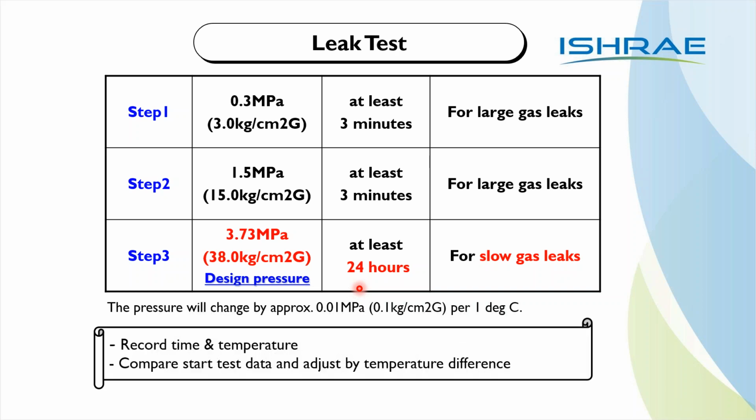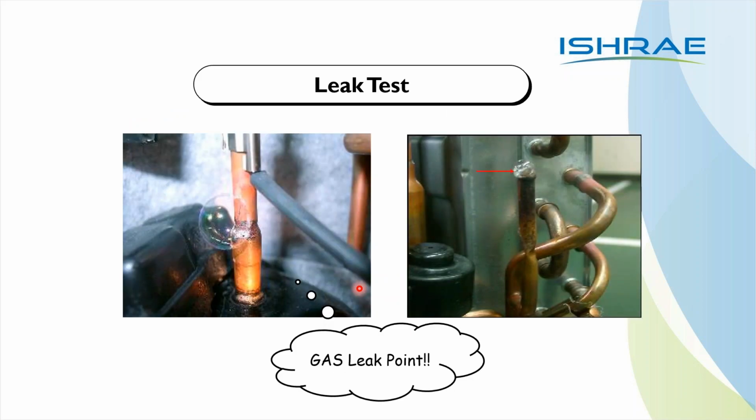Then record time and temperature, compare the start test data and adjust for the temperature difference. Again, I am telling you, when you charge nitrogen today at 4 p.m., please go back tomorrow at 4 p.m. and check the pressure. That is the right way of doing it. Or note down the temperature and check when the ambient temperature is the same as whatever time you started, to check the right pressure again.